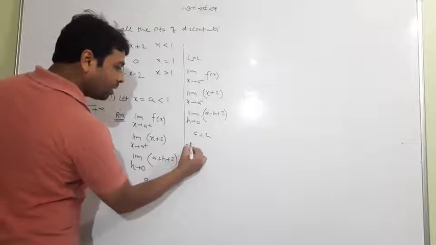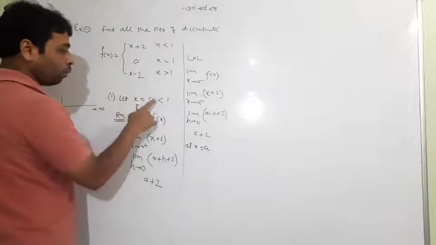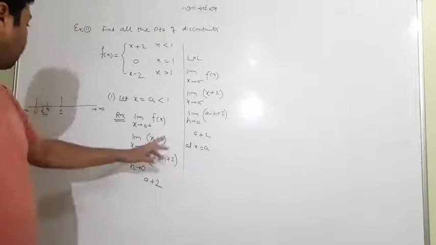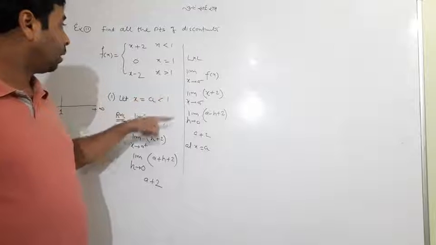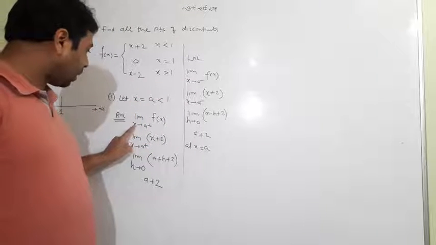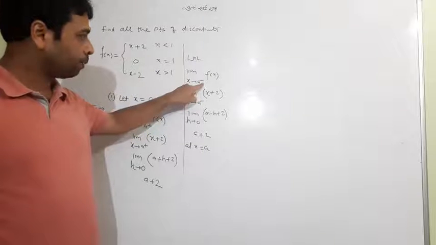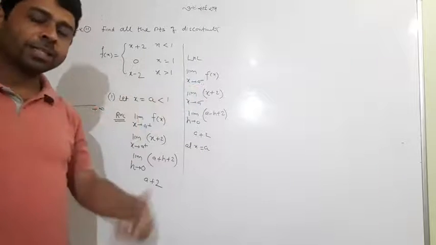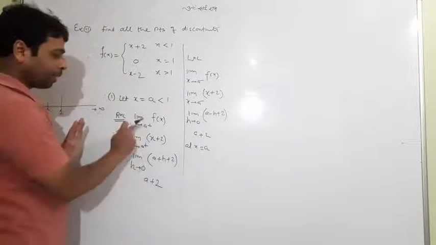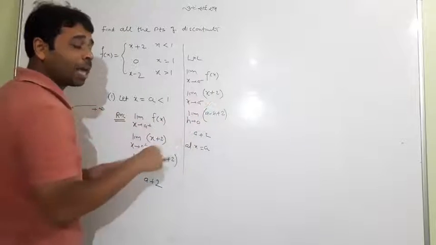Now consider x equal to a, where a is less than 1. We have to take first the right hand limit, x tends to a plus, second the left hand limit, x tends to a minus, and third is f of a. Remember: limit x tends to a plus f of x, limit x tends to a minus f of x, and f of a.